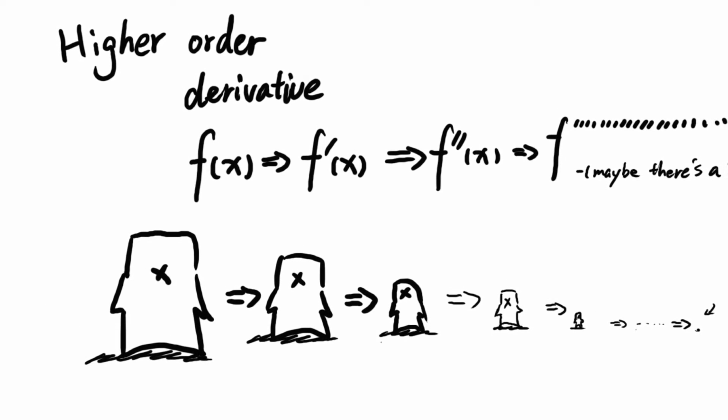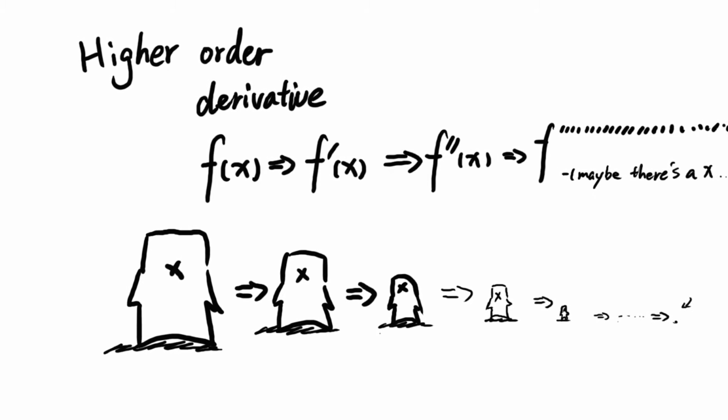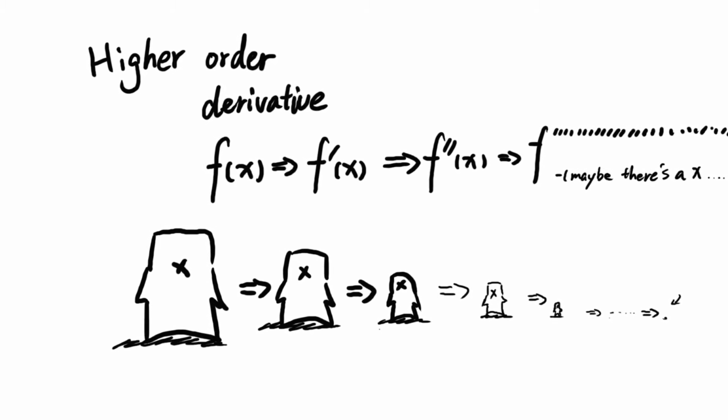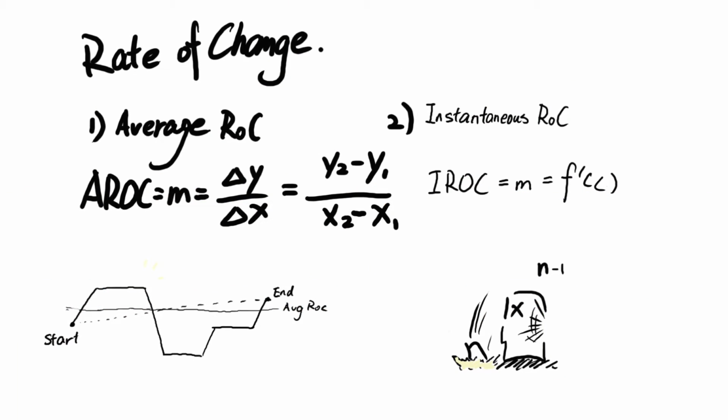Next, we're gonna talk about higher order derivatives. Since the derivative of a function is itself a function, we can repeat the differentiation process to find the derivative of a derivative. Next, we're gonna talk about rate of change.